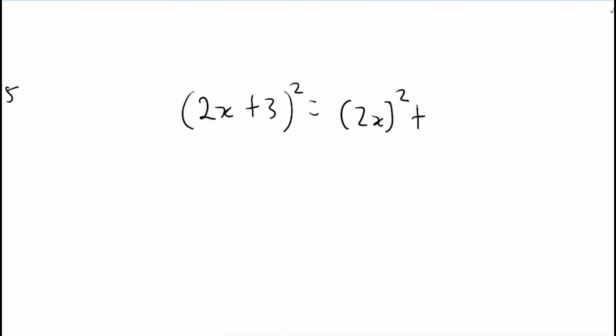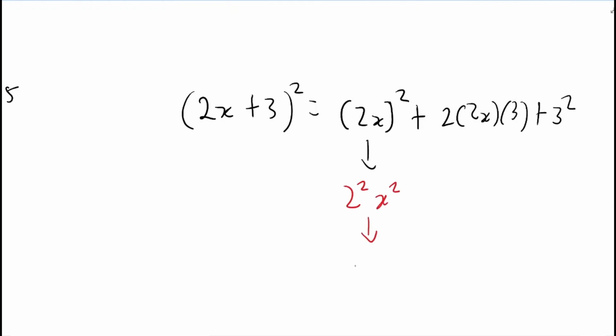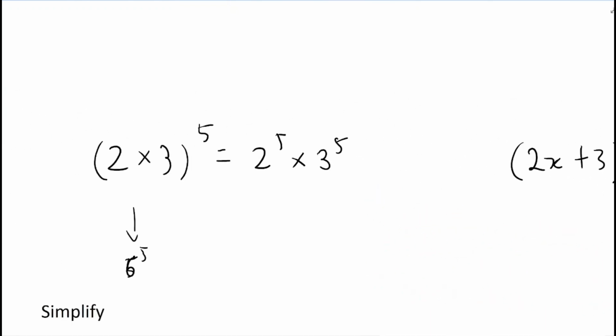Now you're actually doing this already, because when we did something like binomial expansions, if we had 2x plus 3 and we squared it, we'd have 2x squared plus 2 lots of 2x times 3 plus 3 squared. And when you did this step, I always told you have to square the 2 and you have to square the x. So this actually becomes 4x squared. The reason that's true is because of this index law.